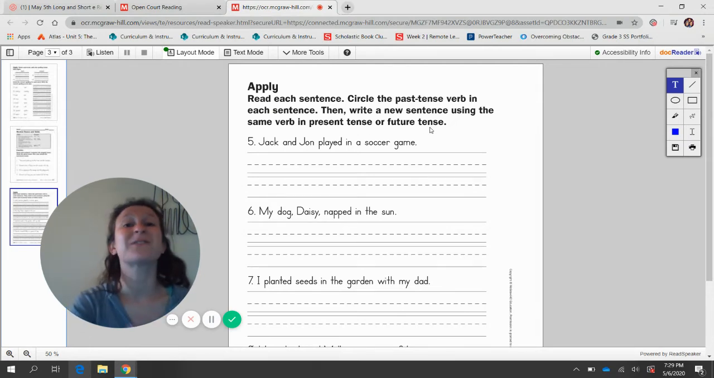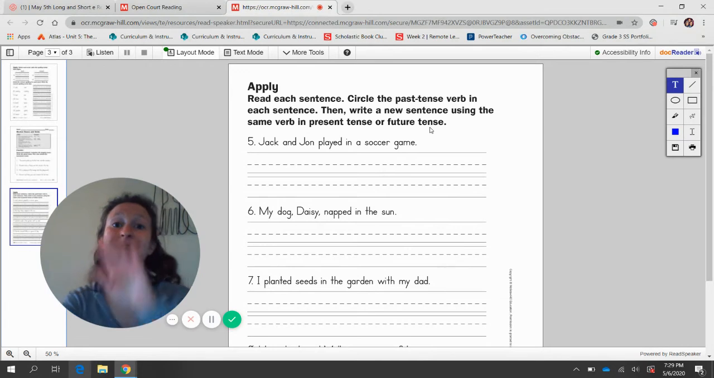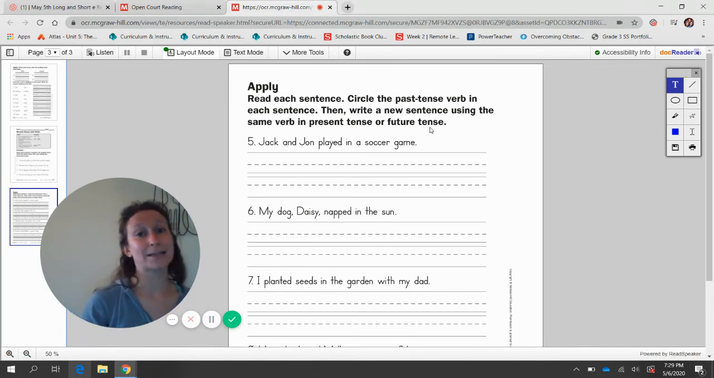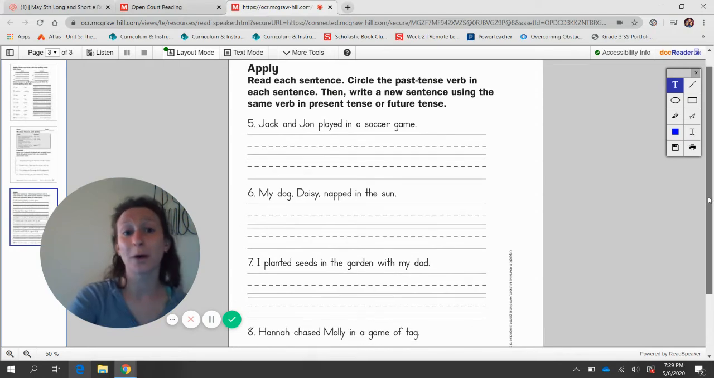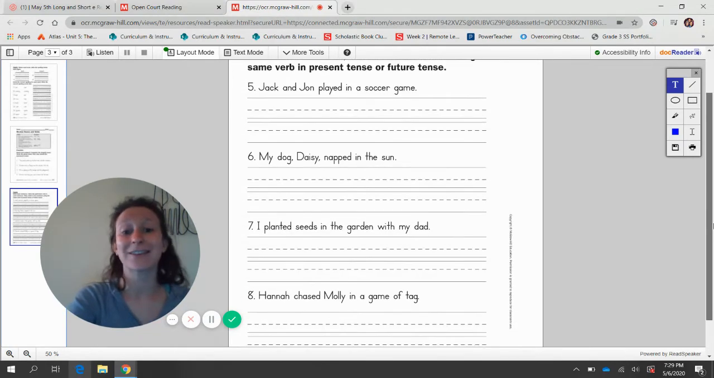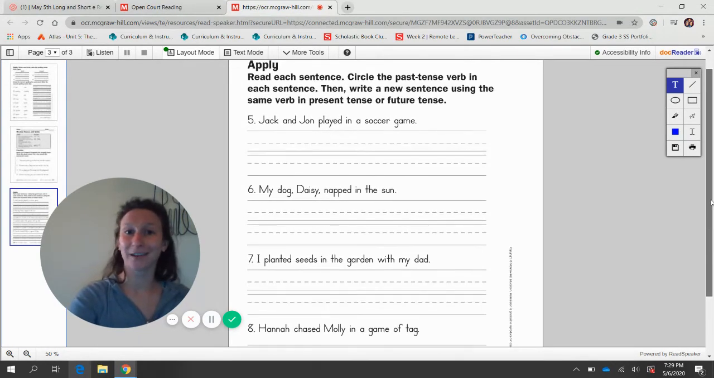So what it says is find that verb that's in the past. We're going to circle it. And then we're going to change the sentence to make it so it's either in the present, like happening right now, or in the future. So I will help you write these sentences, but if you want to switch it up to do them on your own, that would be awesome. I will do 5 and 6 with you, and 7 and 8 you can do on your own, okay?